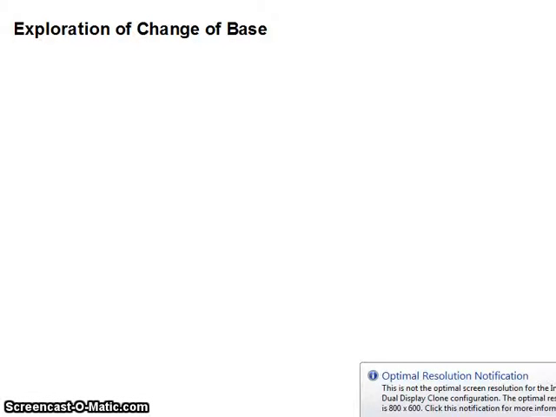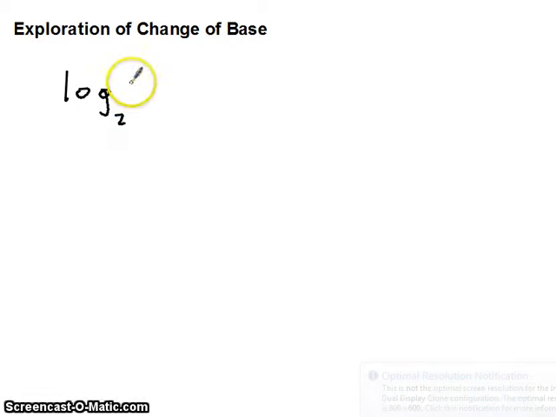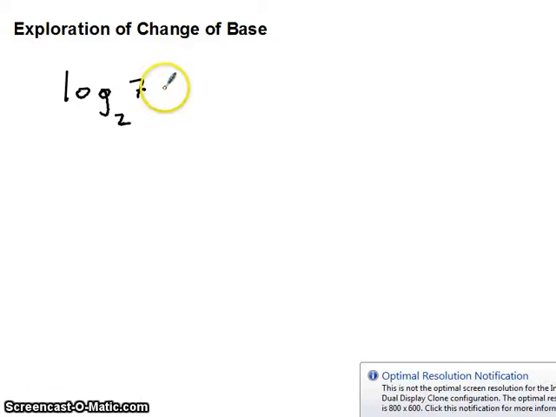Alright, so we're going to look at an exploration of the change base rule. No proofs, just kind of understanding why it works, I guess. Well, that would be a proof, right? So just an exploration. Alright, so we're going to start off with log base 2 of 7. What the heck is log base 2 of 7 equal to? 2 to what power is equal to 7?